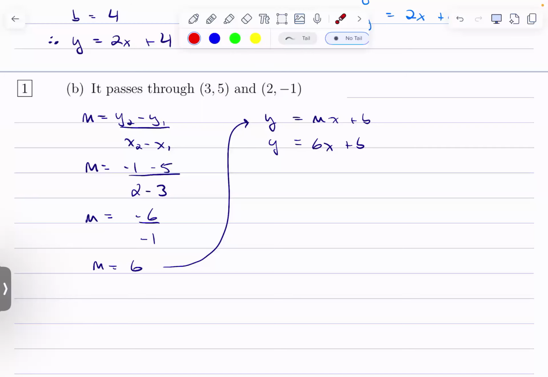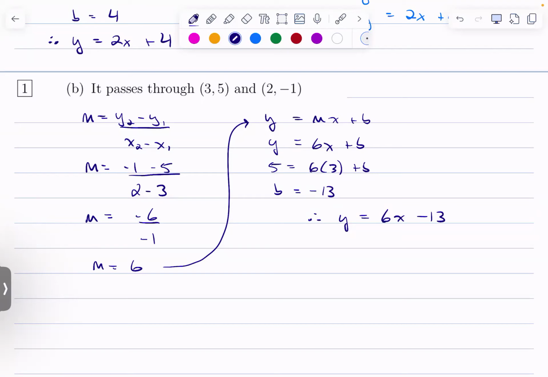Pick either one of these points. I usually pick the first one, just for consistency. So y is 5, 6 times 3 plus b, and 5 minus 18, I had to check that it was 18 first, gives me a b of -13, which means that y is 6x minus 13.